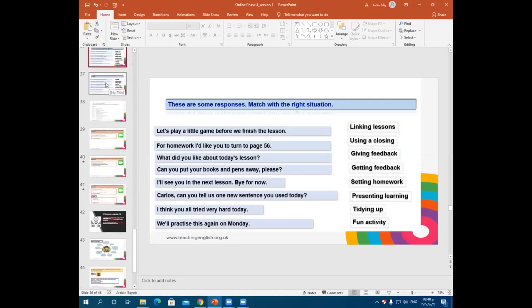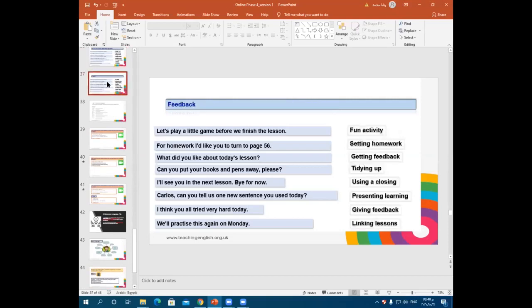So can you give me the answers? Which is the right answer? Try to compare your answer with my answers here. So when I say, let's play a little game before we finish the lesson, what did you say? Fun activity. That's right. For homework, I'd like you to turn to page 56. Setting homework. Excellent. What did you like about today's lesson?